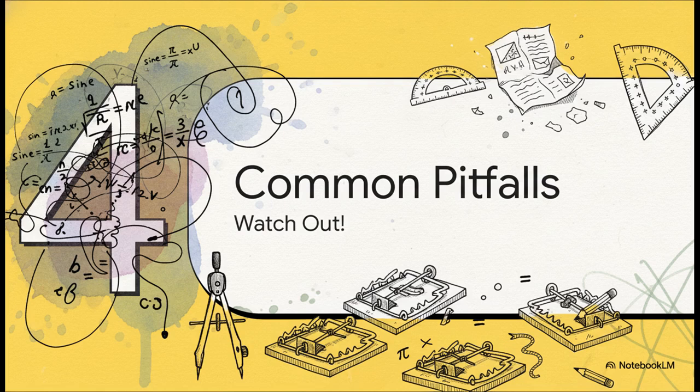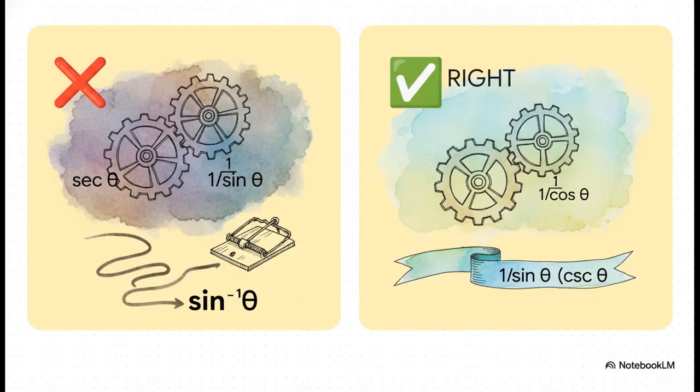Now, this strategy is incredibly powerful, but it only works if you use your tools the right way. So let's quickly cover 2 of the most common traps that people fall into, just so you can sidestep them. Okay, first, it is so important to get the reciprocal pairs right. It's super easy to mix them up. Just remember that the co prefix kind of helps you swap pairs. Secant pairs with cosine, and cosecant pairs with sine.